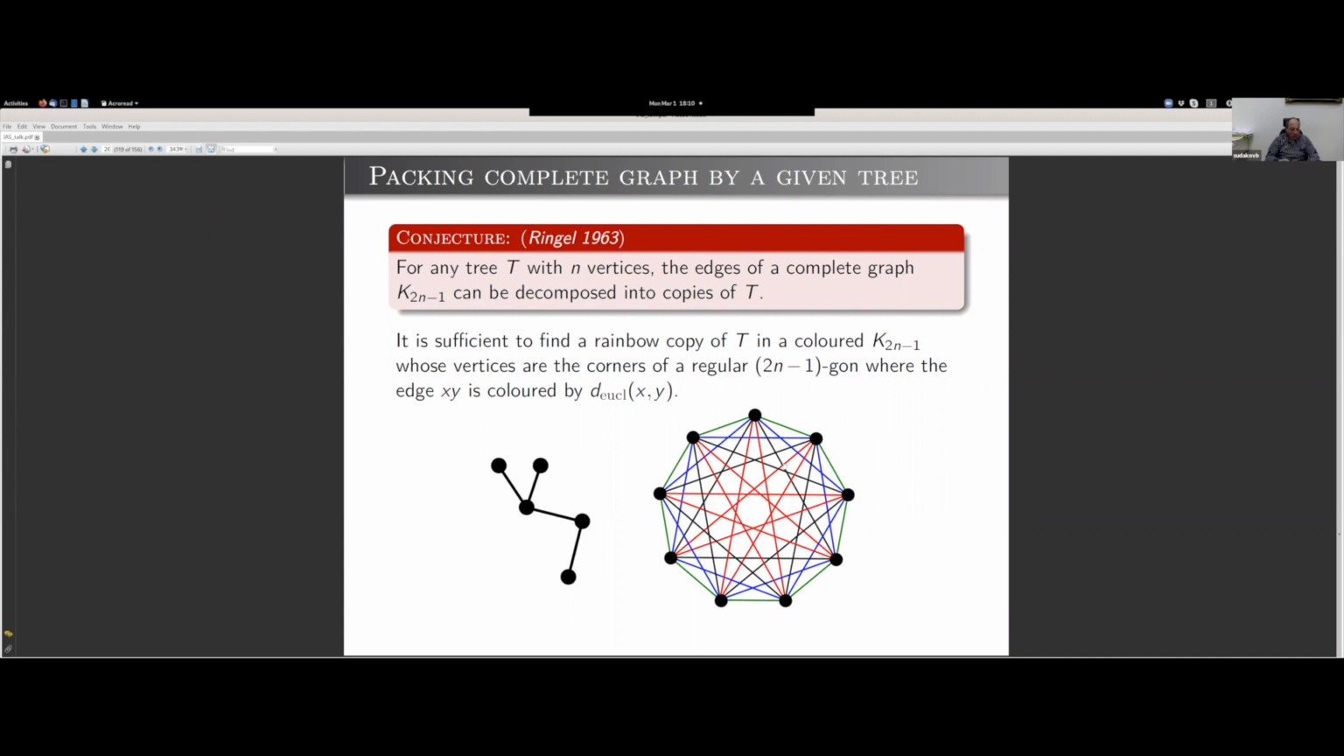Observe that this is now not, like in the previous example, a proper coloring, but this is a 2-bounded coloring because every color class is a 2-factor. So that's why I wanted to extend the class of colorings I'm looking at to k-bounded colorings. So in this case, I got a particular 2-bounded coloring. And now I look at this coloring and I ask, can I find a rainbow copy of this tree in this coloring? And imagine I can, and in this particular case I do. So here is a rainbow copy of this tree in this coloring.